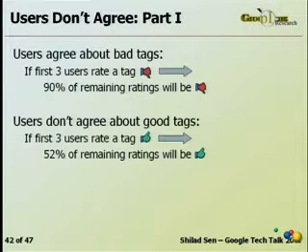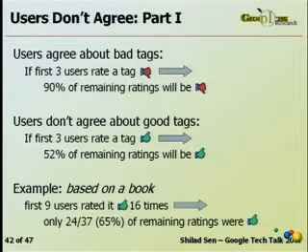And as an example, here's a tag based on a book. The first 9 users who rated this tag all rated it positively. In fact, many of those users rated it several times. So 16 positive ratings for this tag, right? We have a lot of data about it. So we should assume that this tag is good.